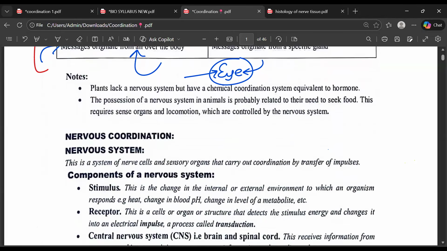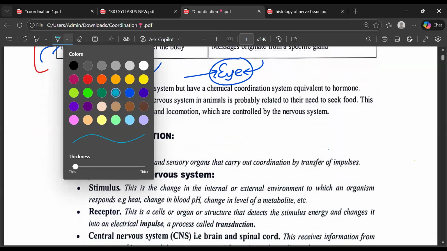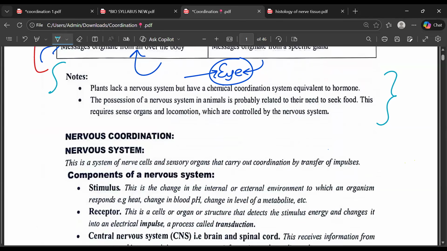Behavior. And these are just notes. I don't know if it's really necessary. Let me see. Plants lack a nervous system but have a chemical coordination equivalent to hormones. Of course, don't expect plants to have nerves. It's even funny, but they have a system that corresponds to hormones.